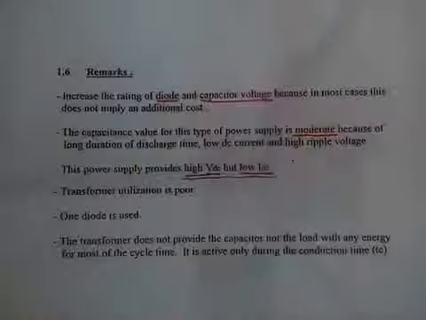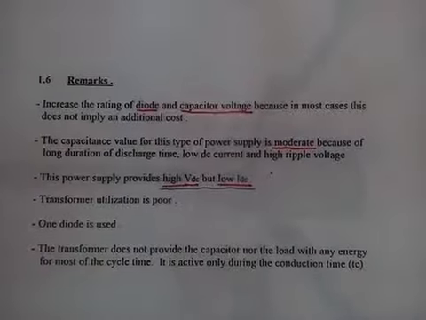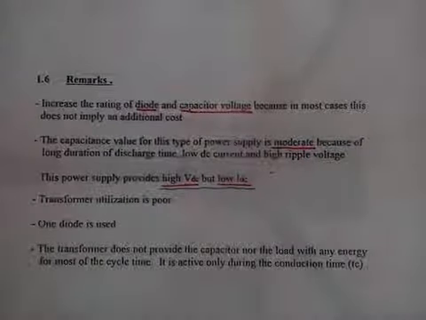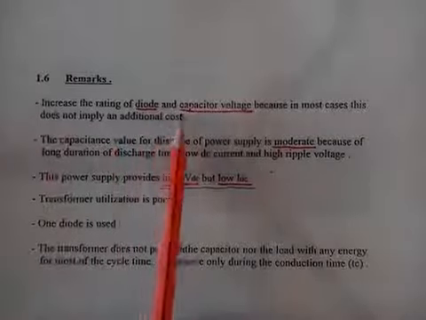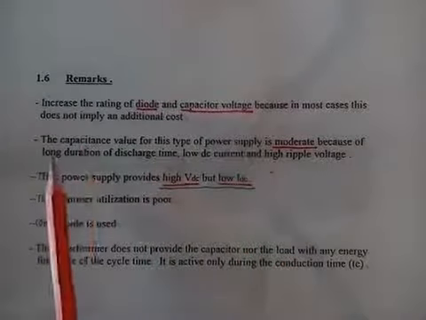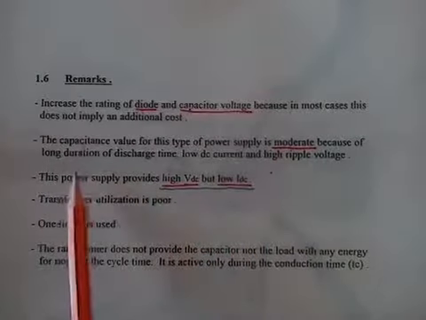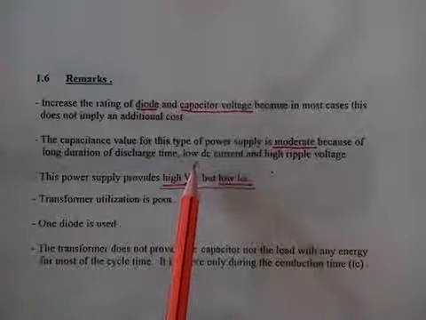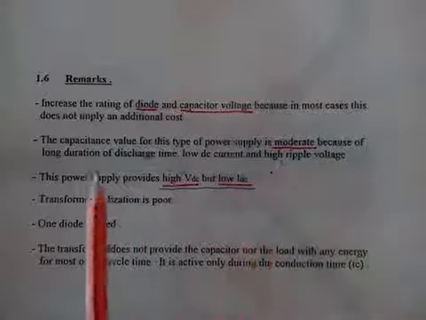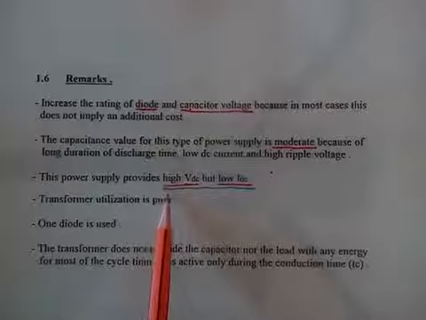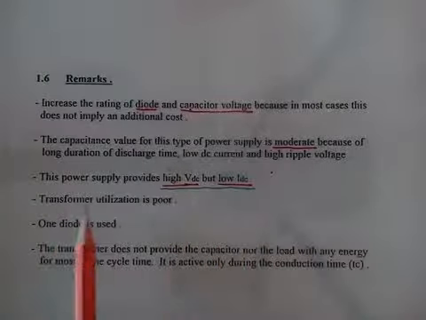Let's see what else we have. So a few remarks in here. Increase the rating of the diode and capacitor voltage because in most cases this does not imply an additional cost. The capacitance value for this type of power supply is moderate because of a long duration of discharge time, but low IDC current and high ripple voltage. This power supply provides high VDC but low IDC.